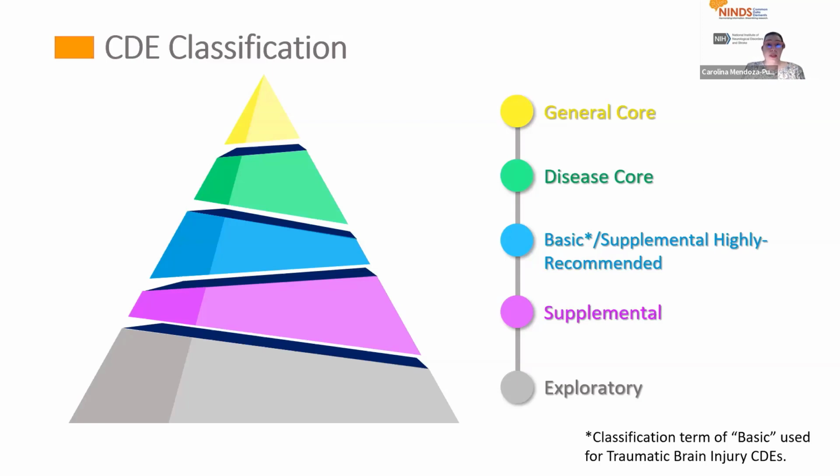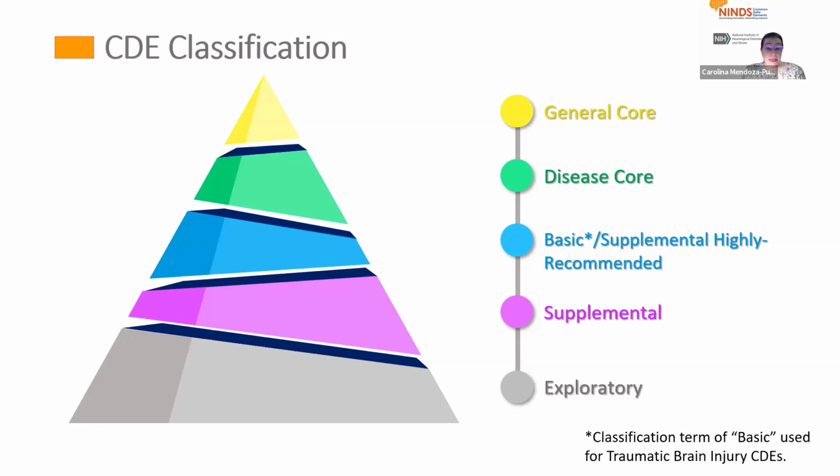area. So if you have a stroke trial, there are not many data points that you want to collect in every single stroke trial. So there may be like 3 or 4 CDEs, or maybe only 2 for a disease area. We have some rare diseases that don't have any disease core. Then we have the supplemental highly recommended. These are where most of our CDEs are housed.